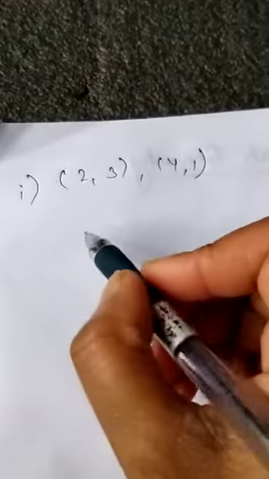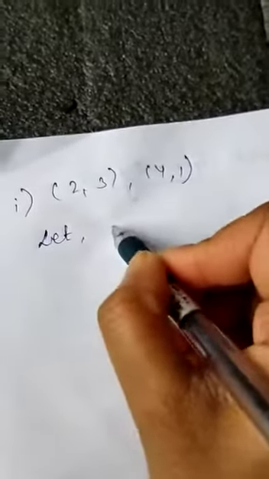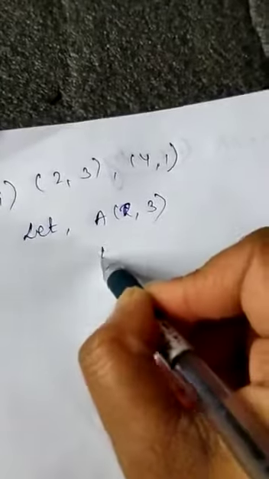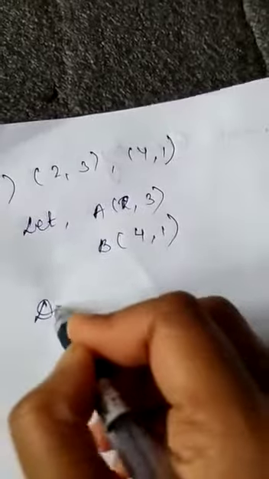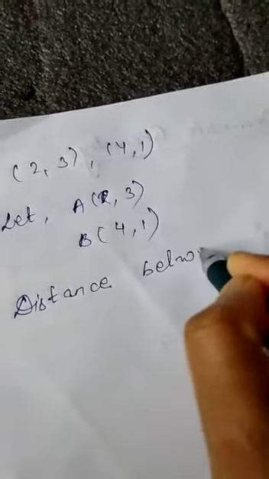So whenever you are finding the distance, you can give names. Let this be A, (2, 3), and this be B, (4, 1), okay? So we have to find the distance between AB.